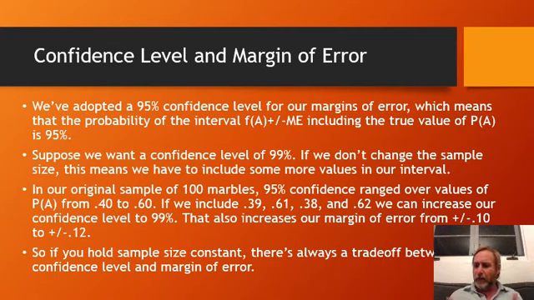So hopefully you're seeing how these relate. If you're holding your sample size constant, there's a trade-off between confidence level and margin of error. I can be more confident in a wider range of values, or if I want to narrow my range of values, I'm going to be less confident that the actual proportion falls within it.